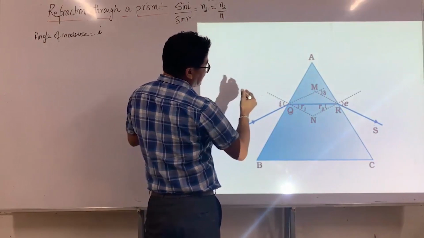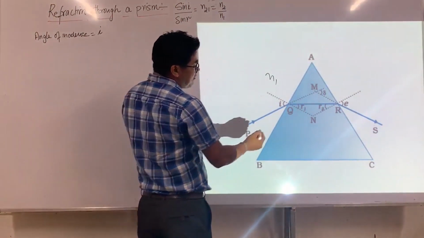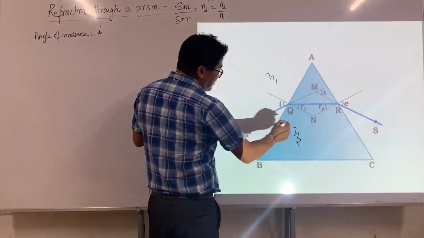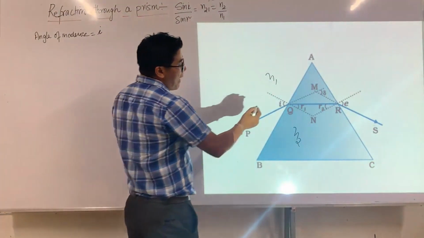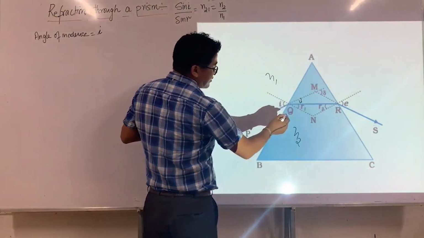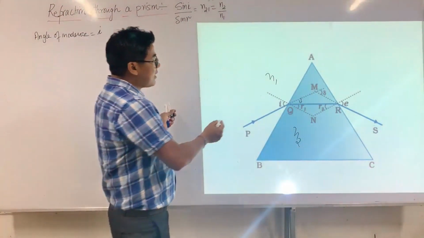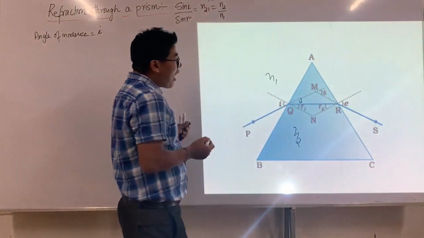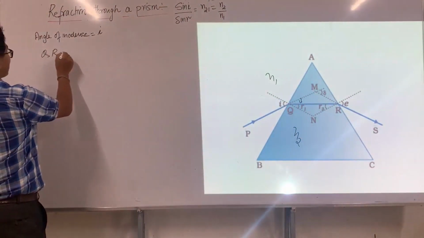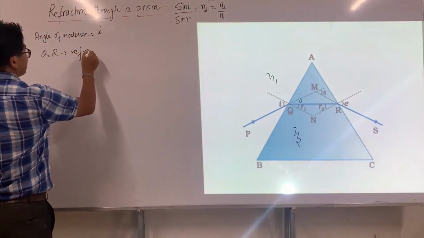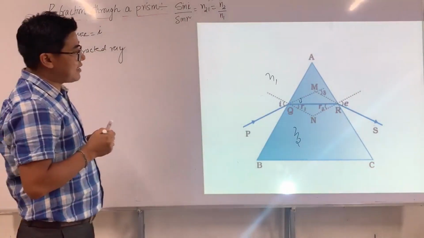And since this is the refractive index of air medium, and this is the refractive index of glass medium, glass is denser and air is rarer. Bending is towards the normal. So what exactly have we done? Bending is towards the normal. And now this is a refracted ray. QR is a refracted ray.